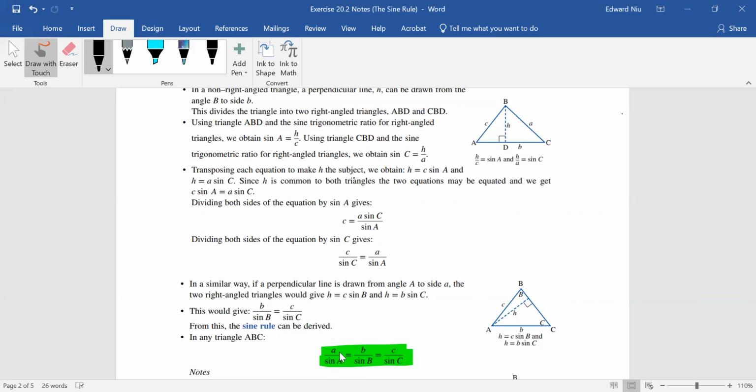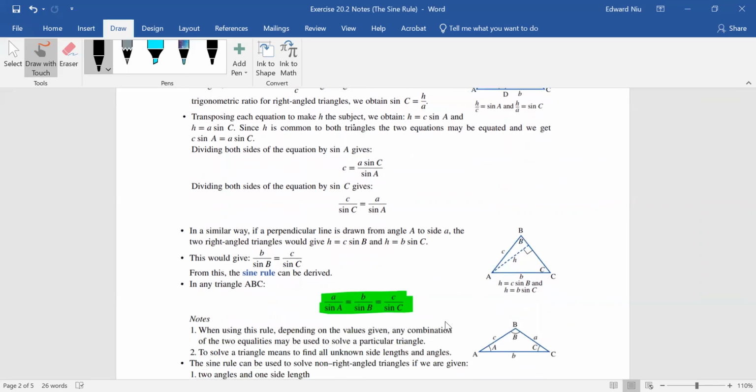What you notice is the angle and the opposite side of that angle is going to be the same ratio as another angle within the triangle and the corresponding opposite side. And the third angle and the corresponding side to that angle's ratio. Okay, so that's the sine rule in short.